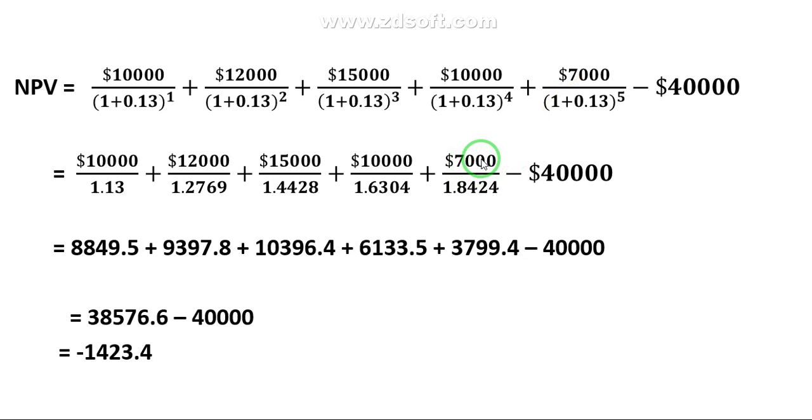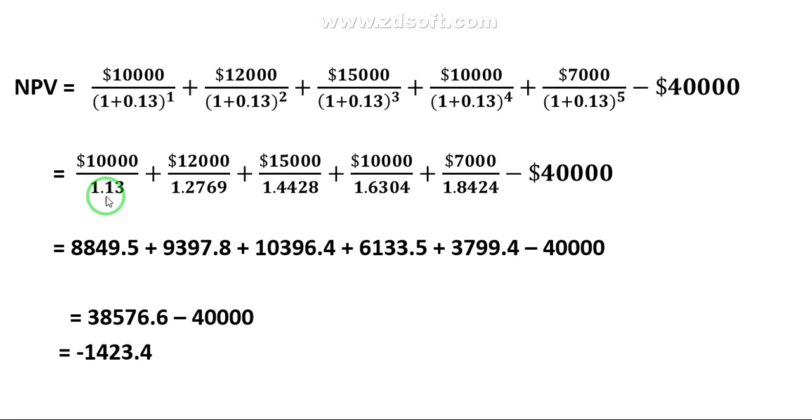Again for the last year, the fifth year, $7,000 is our net cash flow as CF5 divided by 1 plus k into the power of 5, minus 40,000 as it is. Again we will go for the simplification.